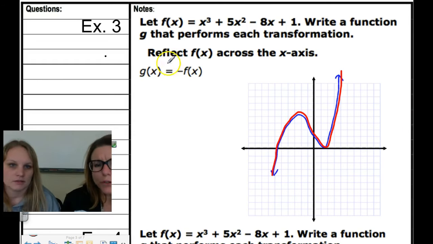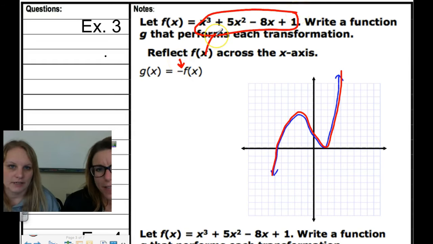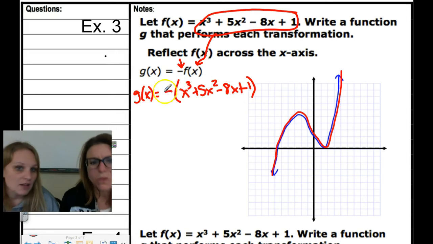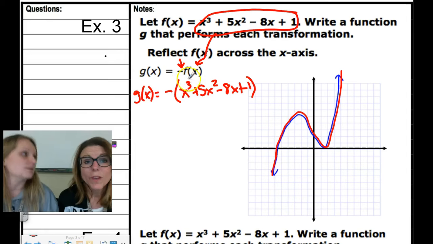Let's first create our new function. All of this is f of x. So we have g of x equals a negative, and then in parentheses plug it all in: x cubed plus 5x squared minus 8x plus 1. We didn't add or subtract anything on the inside. We didn't add or subtract anything on the outside. The only thing that changed was this negative, which means it flips.